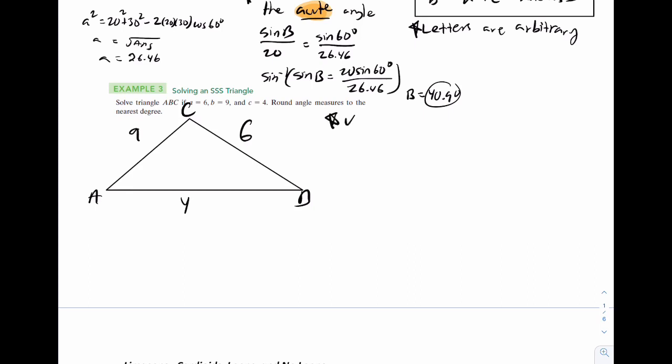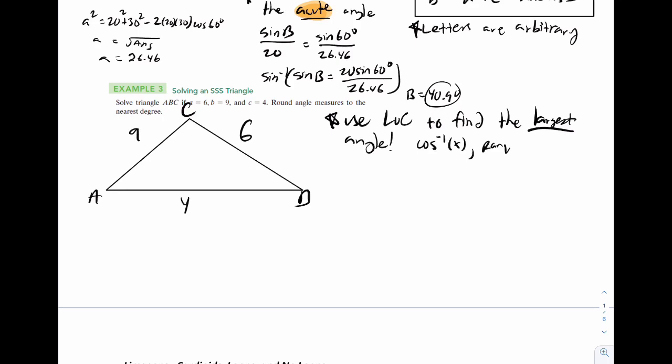But what we're going to do is use the law of cosines to find the largest angle. Because if you recall, the law of cosines, if we're going to use cosine inverse, the range is 0 to 180, which means your calculator can find any angle in a triangle, which is very convenient. So that way, when we get to the law of sines, just don't worry. We know the rest will be acute. So again, we're going to use the law of cosines to find the largest angle.